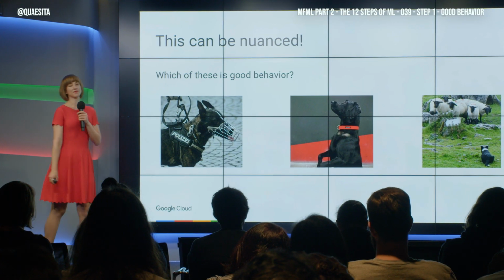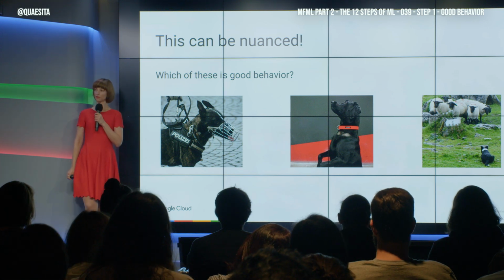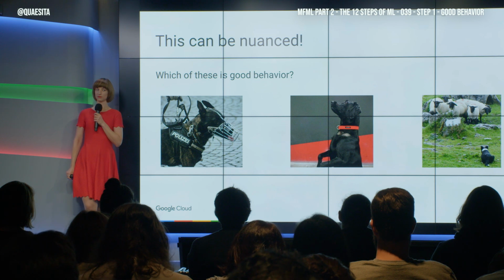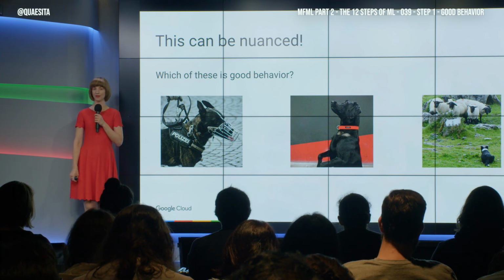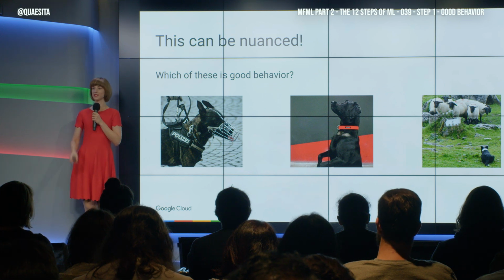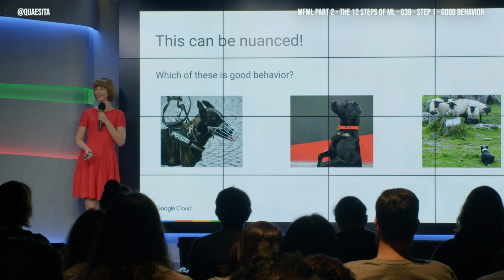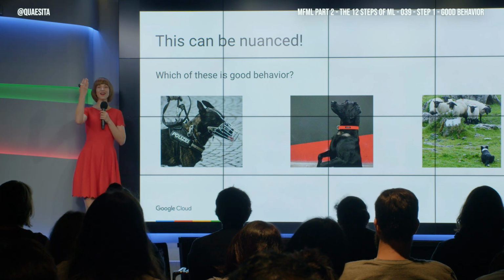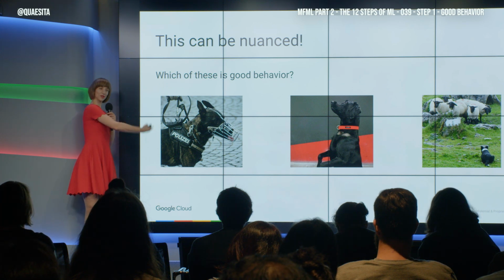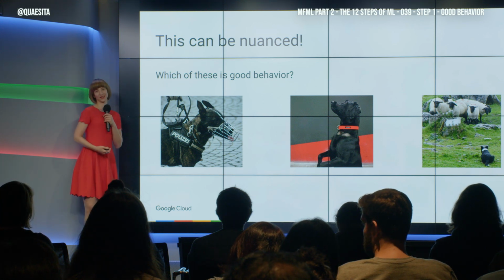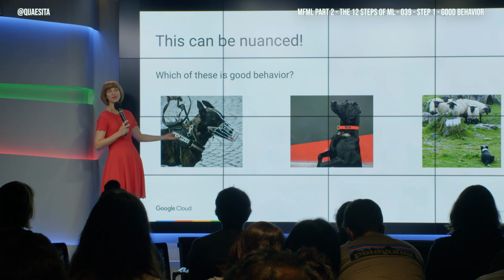Now, setting an objective can be nuanced. Which of these is the good behavior? Oh, come on, which one is it? The one I'm looking for is it depends. What does it depend on? On the owner, the decision maker. What were you trying to get out of your dog? Do you want a sheepdog or a police dog? Because if you wanted a sheepdog, this is probably not the good behavior.